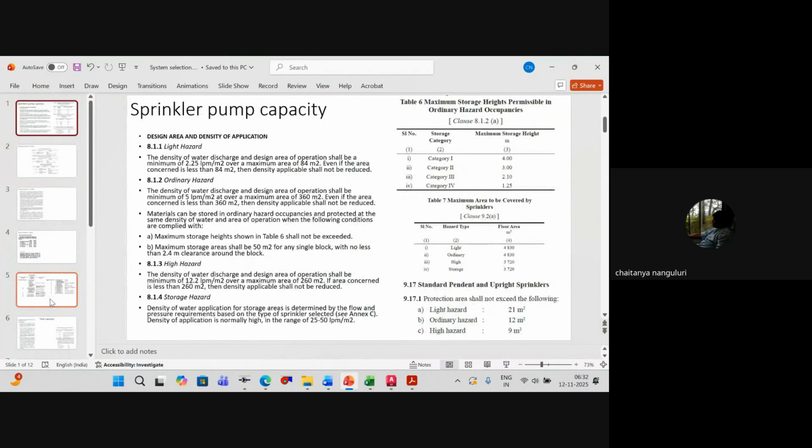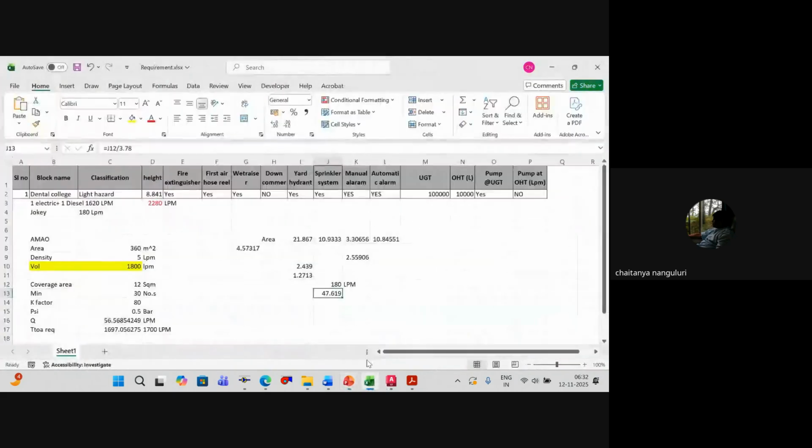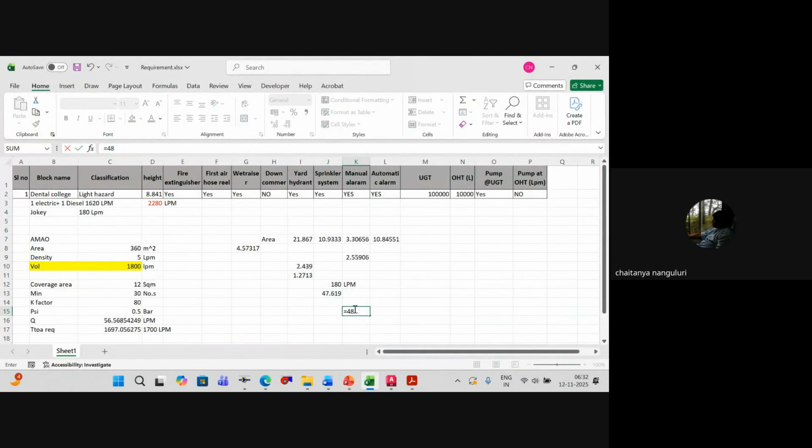Sprinkler pump capacity, I have the zone. So if you consider ordinary hazard, it is 4830 square meters I can have, right? So 4830 square meters means how much is it? Is equal to 4830 into 10.76. So that's around 51,000 I can have it.